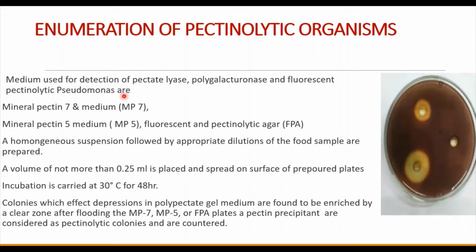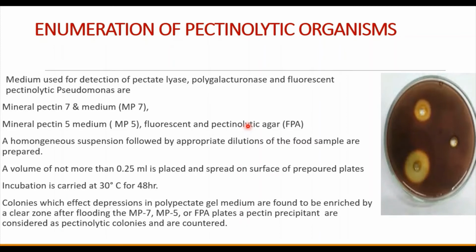The media used for the detection of pectate lyase, polygalacturonase, and fluorescent pectinolytic Pseudomonas are: number one, mineral pectin 7, which we simply call MP7; mineral pectin 5 medium, which we simply call MP5; and the fluorescent pectinolytic agar, which we simply call FPA.